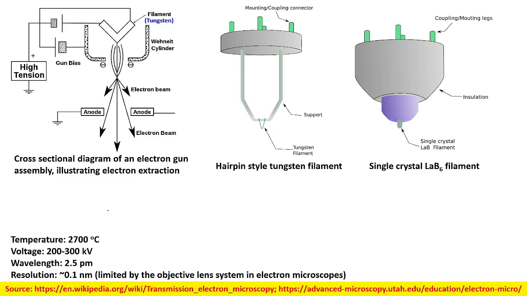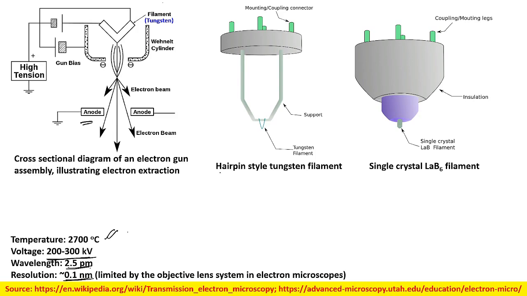Now usually in a particular electron gun, the temperature may rise up to 2700 degrees centigrade, and the voltage between this anode and the tungsten filament is approximately 200 to 300 kilovolt, and the wavelength being generated is approximately 2.5 picometer, and this gives us a resolution of nearly 0.1 nanometer.